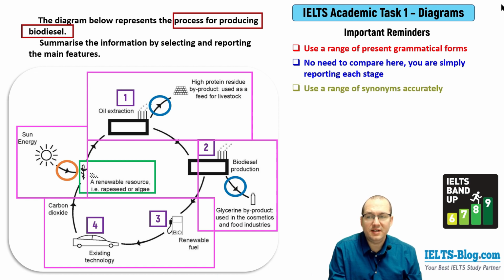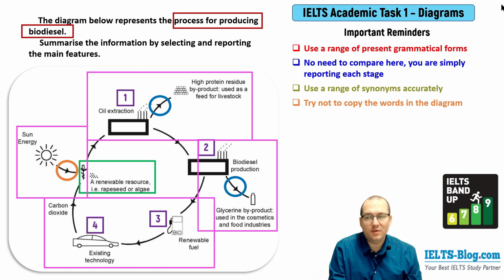Use a range of synonyms accurately. This is where if you can take the prompt, because if you just use the exact words in the prompt, like if you just say used as feed for livestock, you don't get points for that. It doesn't count towards your lexical score because you're just lifting the expressions directly off the prompt. So that's something to be aware of. It's okay to do it. It just doesn't count for your lexical score. So being able to reword those stages, that's a big help when it comes to your final score.